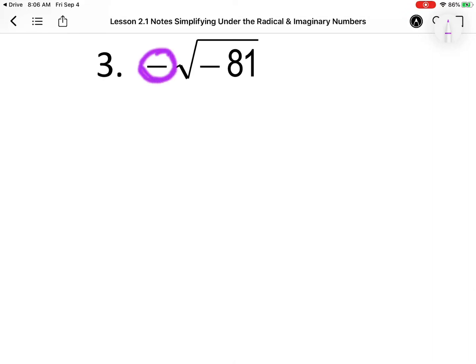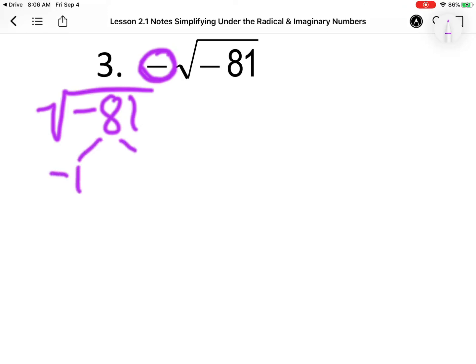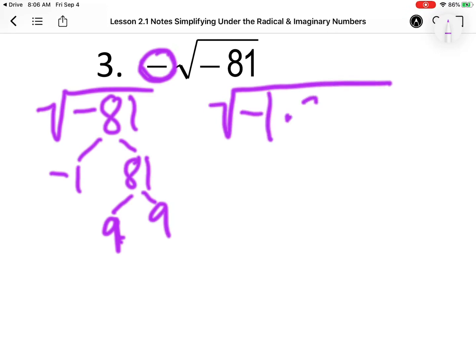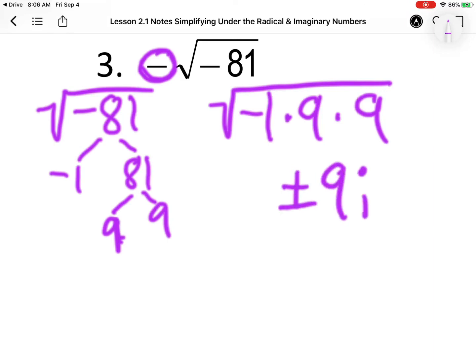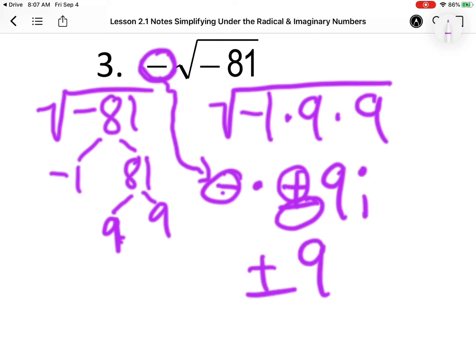Alright. Number 3, I've already told you multiple times now, negative on the outside does not matter because we're going to have a plus or minus anyways. So if we just had the square root of negative 81, we're going to take that negative out. We're going to have 9 times 9. So that means we're going to have square root of negative 1 times 9 times 9. And we have plus or minus 9i. Now, if you really don't believe me, then you would come in here and do negative times that. Well, negative times a positive is a negative, and negative times a negative is a positive. So you would still end up with a negative 9, or plus or minus 9i.